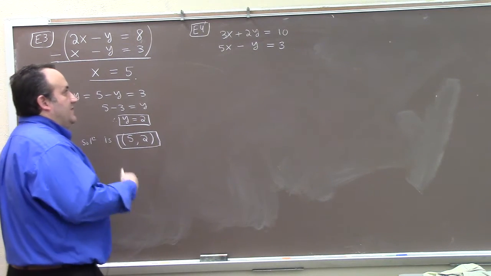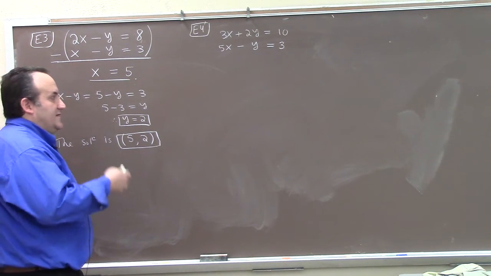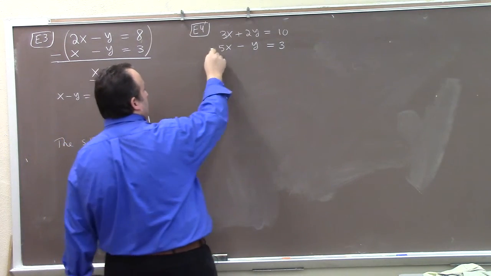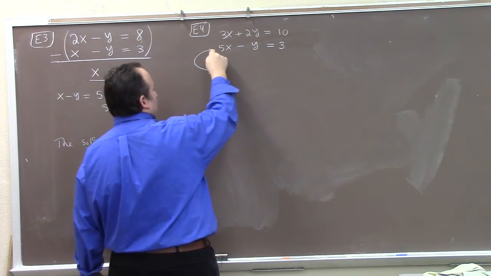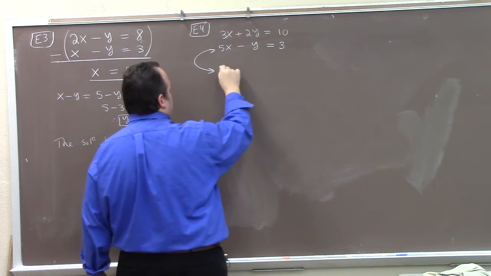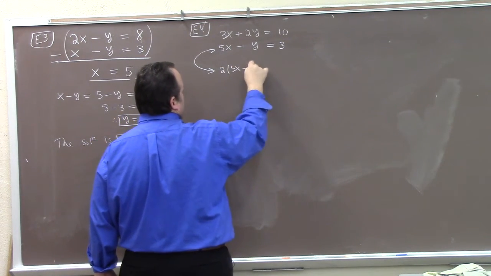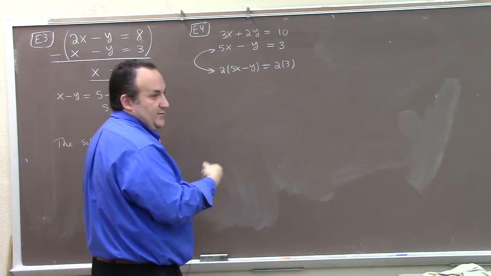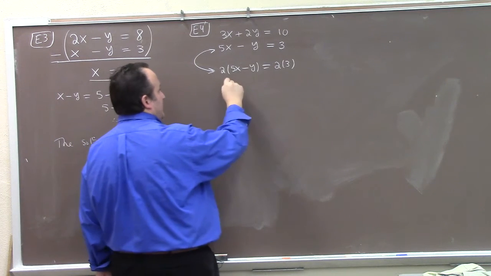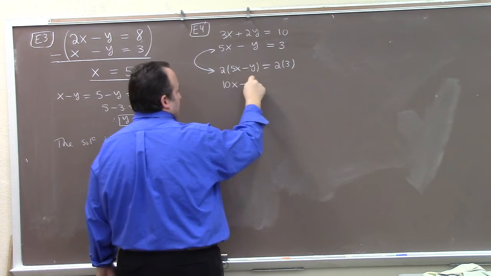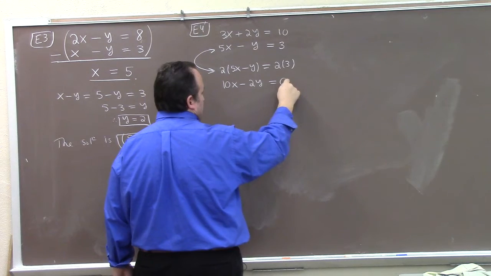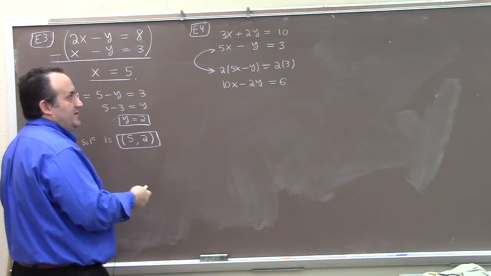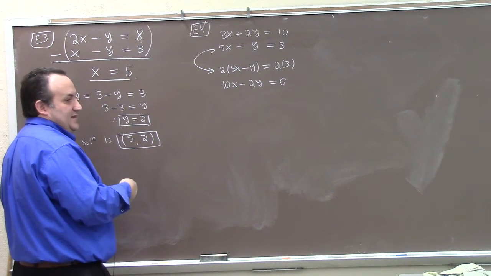One of the things you can do to an equation without changing the solution set is to multiply it by a non-zero number. So this equation is the same as the multiply by 2 of it. So 2 times 5x minus y is equal to 2 times 3, right? That would be equivalent, the same equation. And so that gives me 10x minus 2y equals 6 by the distributive property. So there you go. That equation is the same as my second equation, right?